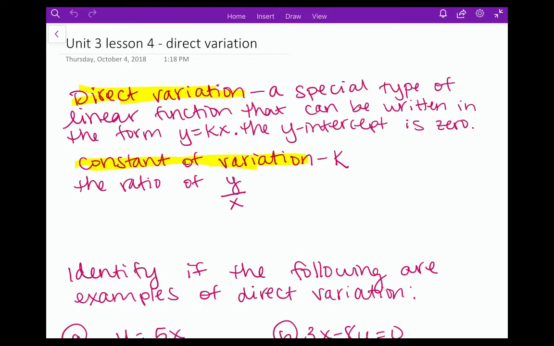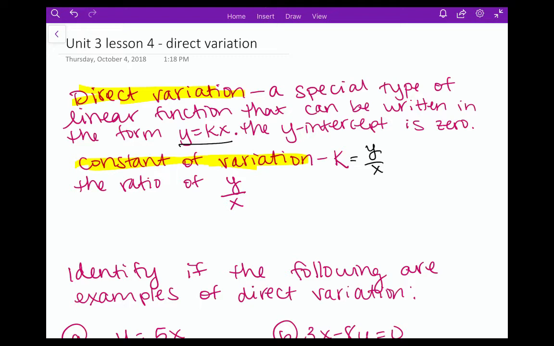Direct variation is a special type of linear function that can be written in the form y equals kx. The y-intercept is 0. The constant of variation is k, and k is equal to y over x. So I put the ratio of y over x: k equals y over x.